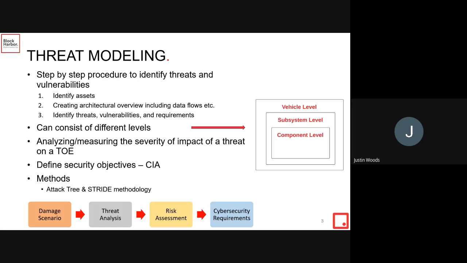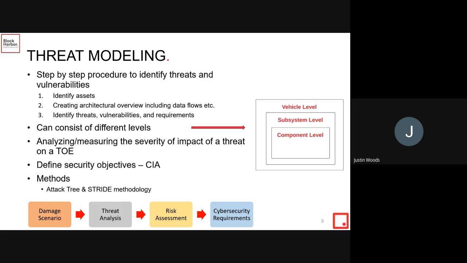might be for them. So you want to identify those assets, be it a program on an ECU, a specific function it might have, the ECU as a whole, perhaps the connection between two ECUs and that data. Anything like that might be an asset depending on what can be done with that, right? Then we also have creating an architectural overview, including data flows, etc.